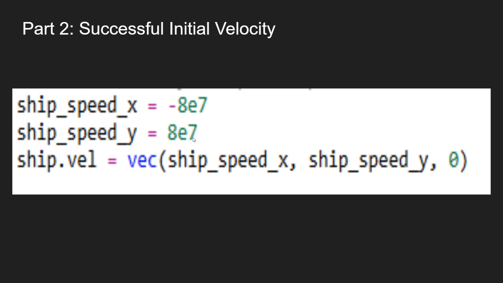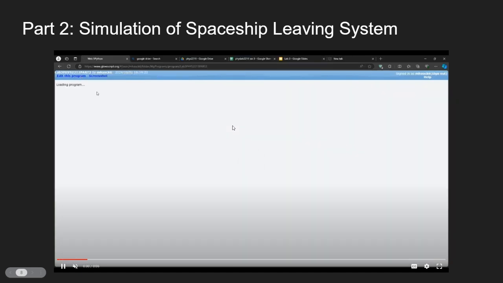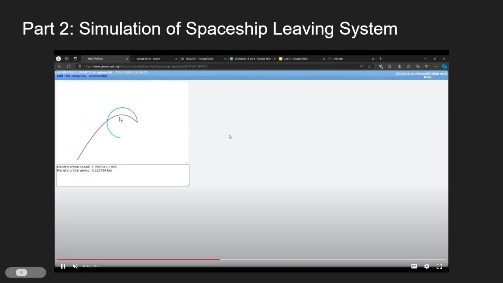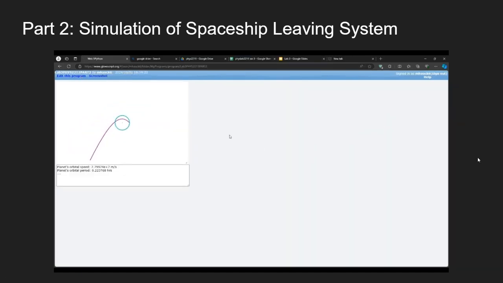And then this was the velocity that I used, that I found best suited, negative 87 for the x direction, 87 for the y direction. That allowed the spaceship to leave the system. So it got very close to the black hole and left the system without crashing.